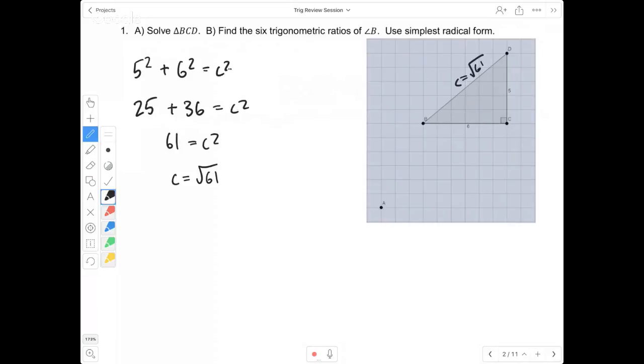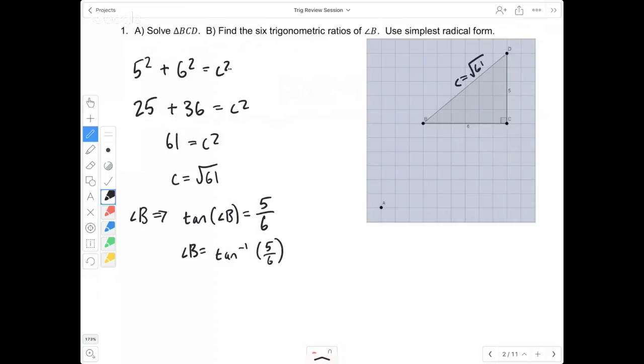Cool. Then I'm going to find the 6 trigonometric ratios of angle B. Oh, sorry, I'm not done with A. I need to solve for the angles. So I found side C. Now I'm going to find angle B. I know the opposite is 5 and the adjacent is 6. So the tangent of angle B is equal to the opposite side 5 over the adjacent side 6, which means that angle B is equal to the inverse tangent of 5/6.